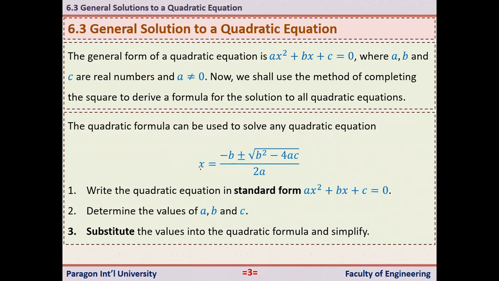Let's see here, x is equal to negative b plus minus square root of b squared minus 4ac over 2a. So if you're given a quadratic equation in the form ax squared plus bx plus c equals 0, actually, if you're given any equation that leads to a quadratic equation, first we have to write it in standard form, and after that we have to determine the values of a, b, and c, and substitute the values into the quadratic formula, and simplify this.